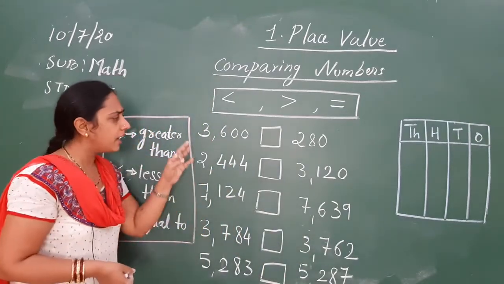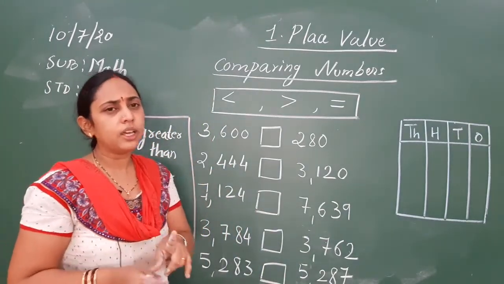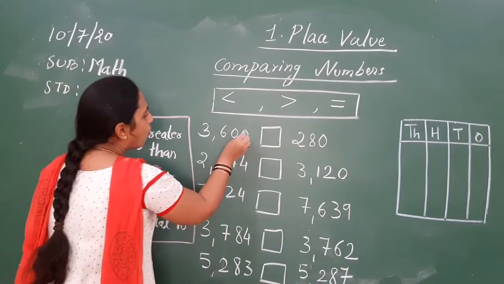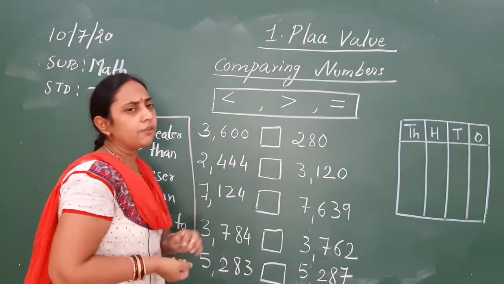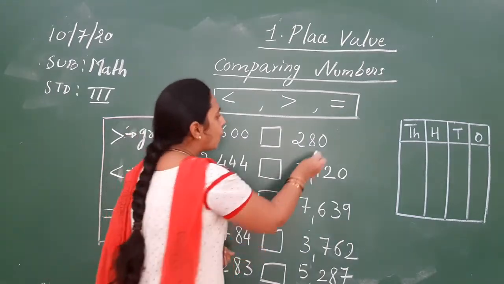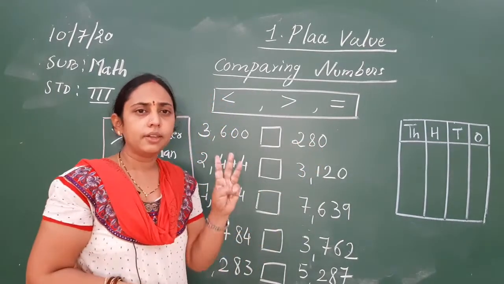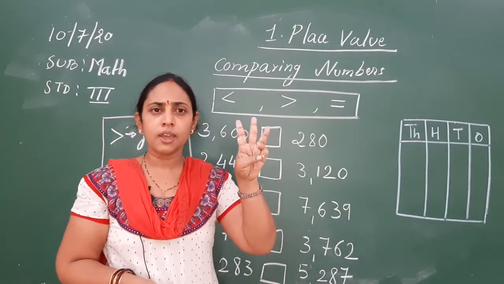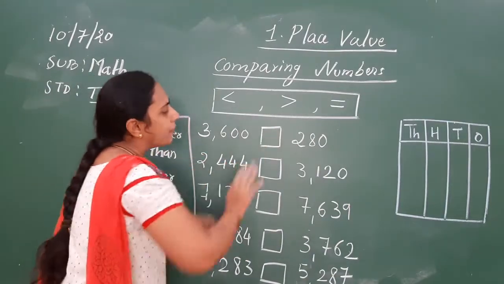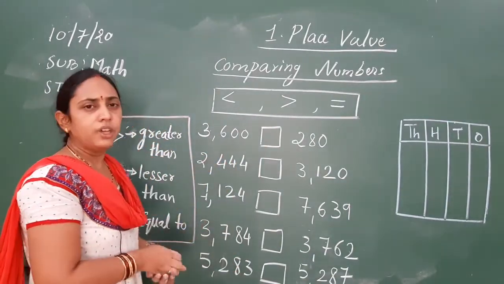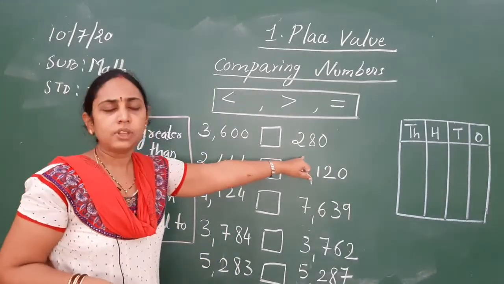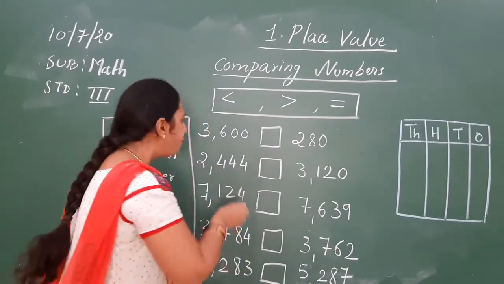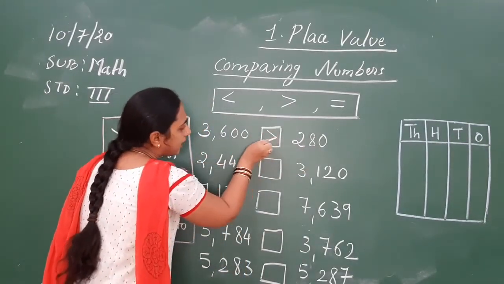When we get numbers like this, the first rule is to count the number of digits, right? Here we can see 1, 2, 3, 4, so we have 4 digits. Here, 1, 2, 3, only 3 digits. Obviously we know 4 is more than 3, so there is no need to go further. Here itself we can write that the number of digits is 4 here and 3 here. So this is greater, and we put the greater than sign.